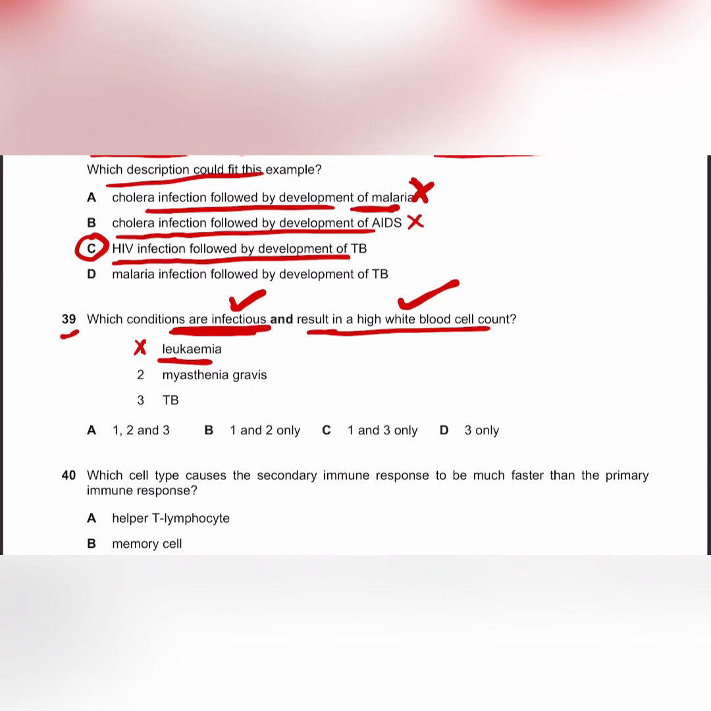It's a cancer. Myasthenia gravis is an autoimmune disease. It results in the high white blood cell count, but it is not infectious. Myasthenia gravis is not in your syllabus anymore, but you should know it's an autoimmune disease, and autoimmune diseases increase the white blood cell count, but they are not infectious. If we talk about TB, yes, TB is infectious, and it also results in the high white blood cell count. Obviously, there's an immune response when the mycobacteria enter the body. So white blood cell count increases, and this disease is also infectious. It's caused by a pathogen, Mycobacterium tuberculosis and Mycobacterium bovis. Okay, so the answer is D, 3 only.